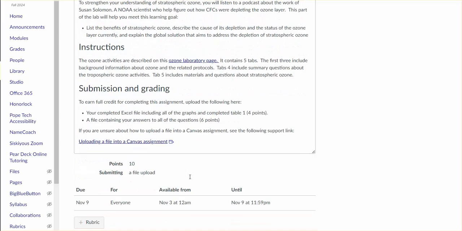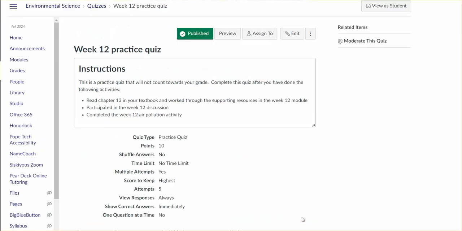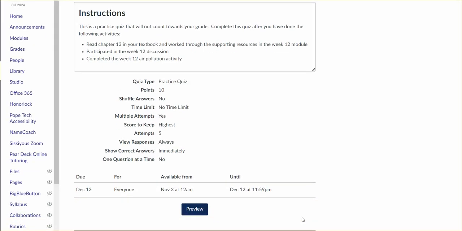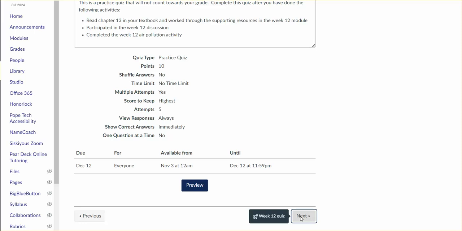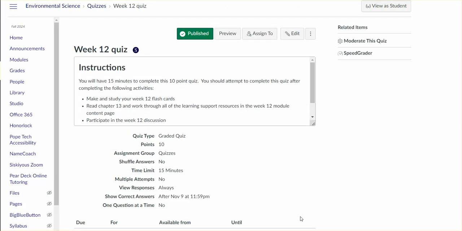The only other two components of the week 12 module are the practice quiz and the graded quiz. The practice quiz doesn't count for points. I highly recommend you do it before you do the graded quiz to help you get ready for the graded quiz.